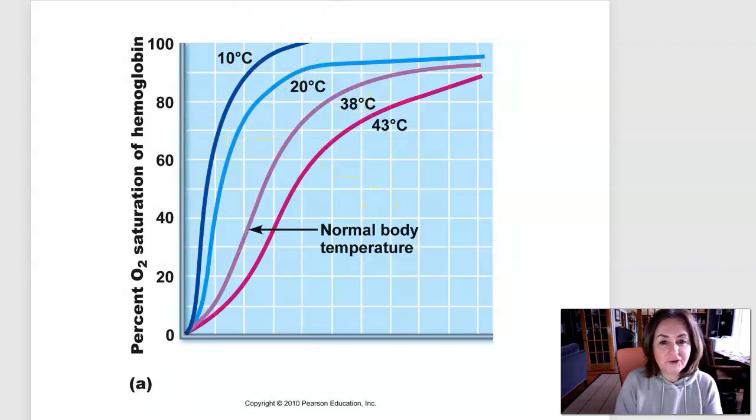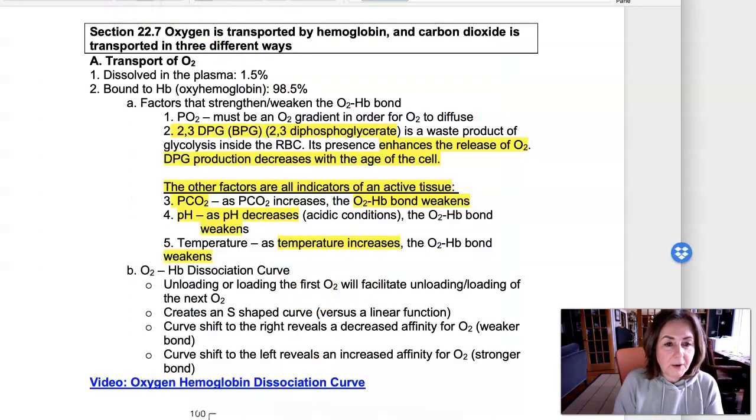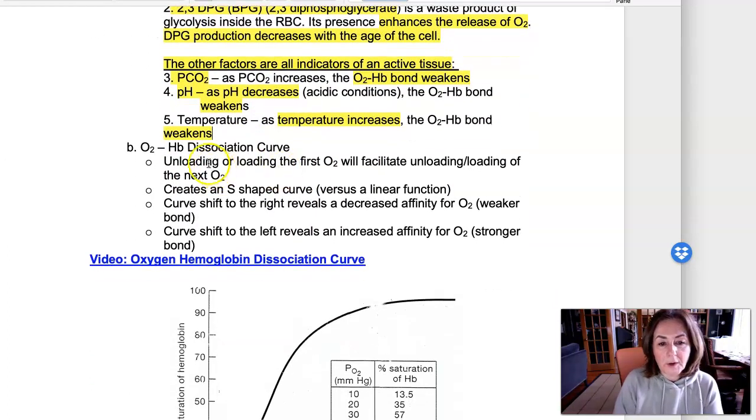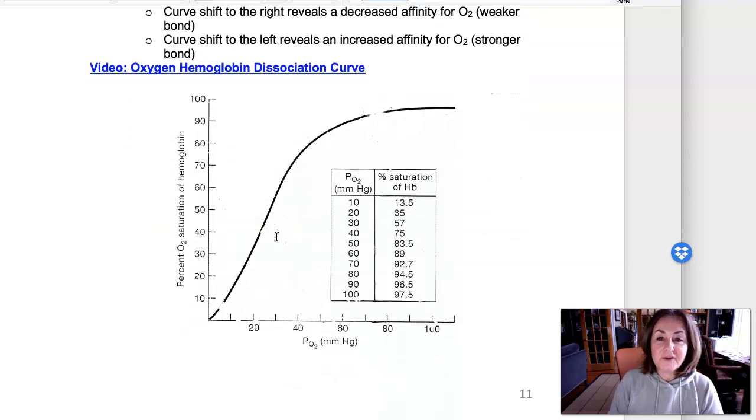So going back to the notes, I talk about those things here. Okay, so the unloading or loading of the first oxygen facilitates unloading or loading of the next. That's something that you can see on the graph. It creates that S-shaped curve. I explained that. The curve shifting, I explained that. And I also give you a nice table here, which you don't have to guesstimate like I was doing on the graph. So you can see if you had a partial pressure of X, what is the percent saturation of hemoglobin? So that's right in the table.